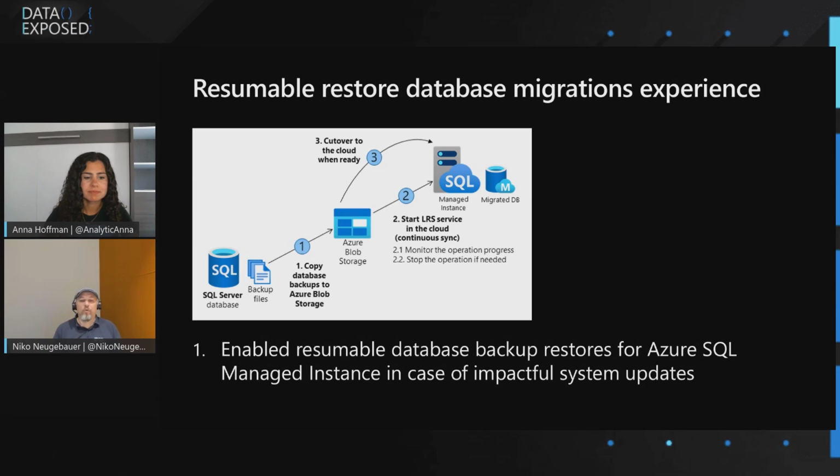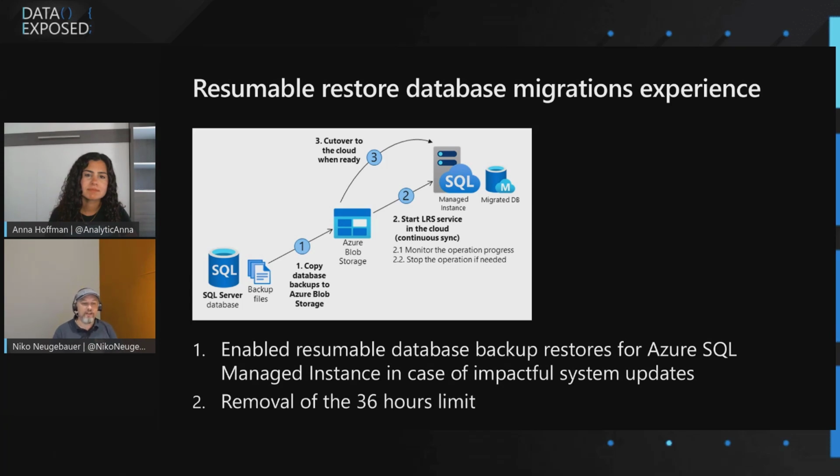One of them was resumable restore. Sometimes we need to patch the customer's managed instance, and that would break the restore process. So now the process gets suspended, we get their managed instance updated, and then it gets resumed. So the customer keeps on restoring without noticing any maintenance or breaking and restarting.